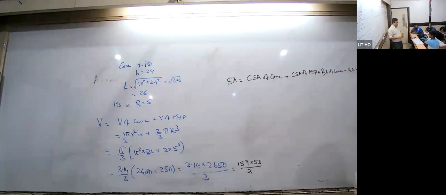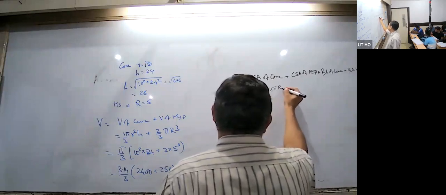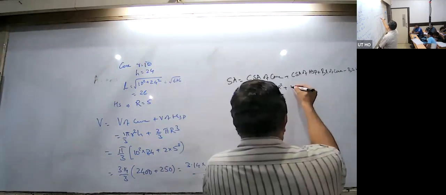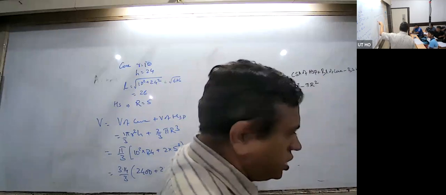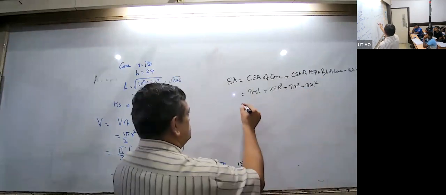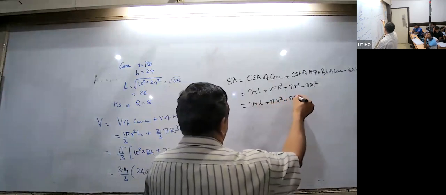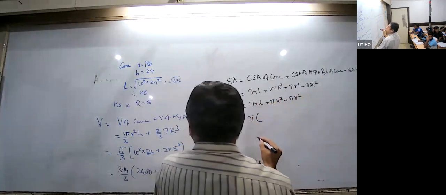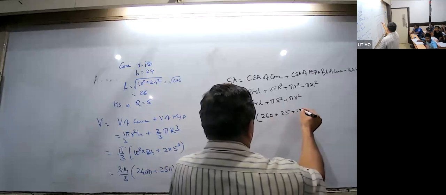That is equal to pi r l plus 2 pi capital R square plus pi small r square minus pi capital R square. This is the CSA of the cone, CSA of the hemisphere, base area of the cone, and this can be simplified a little more. It's pi r l plus pi capital R square plus pi small r square. Then you take pi as common: r is 10 into 26, 260, plus capital R square is 25, plus small r square is 10 square.